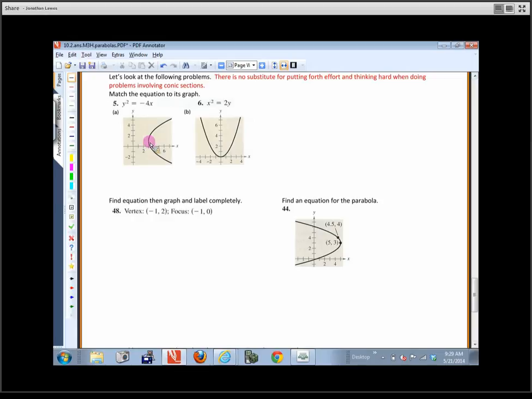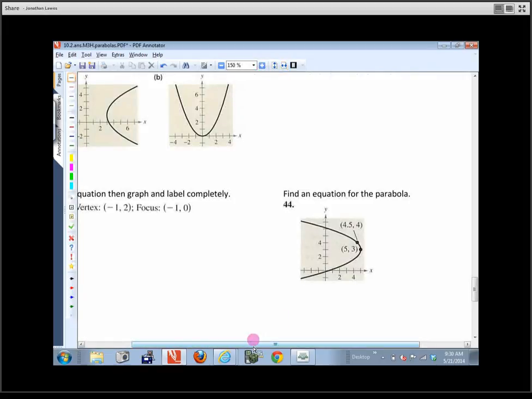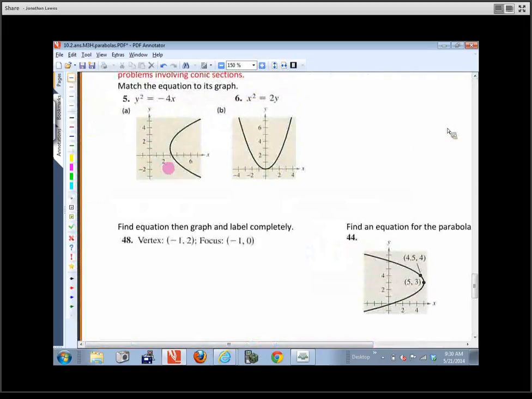So let's take a look at this one right here. Okay, just looking at the graph, what behaviors or what do we know would have to be true about the equation? The y would have to be squared. That's the first thing we note. And it's got to be positive, okay? That's not going to work. There's no way this one can be matched up with number 5, right?